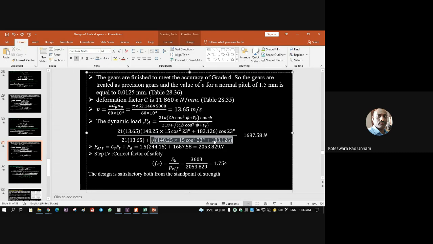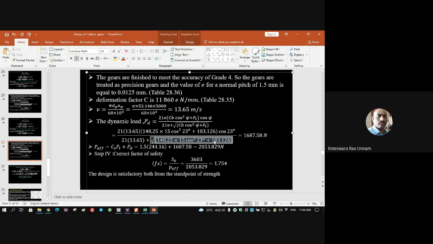Cos 23 square into 15 into 148.25 plus 183.126. So it comes out as 2067.37. Okay, in the numerator also you will get the same thing. Square root of 45.46.